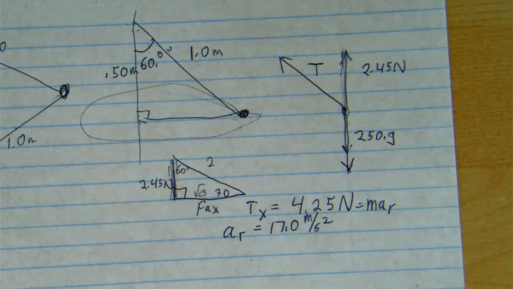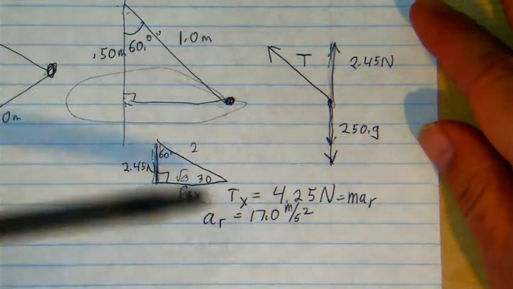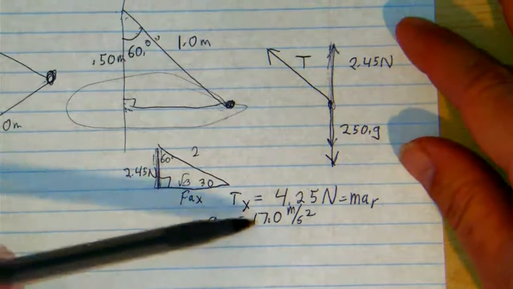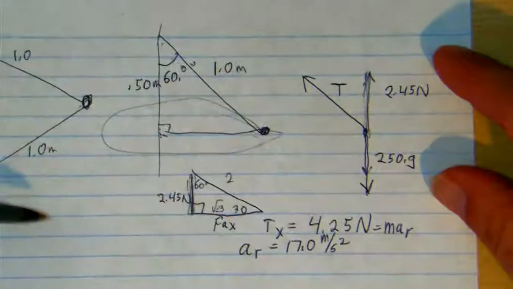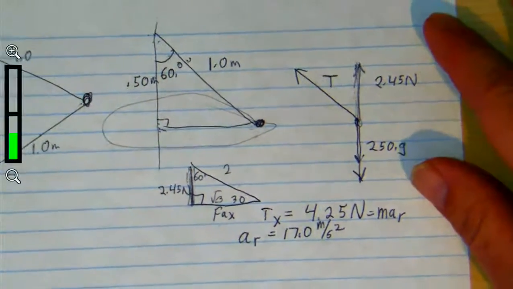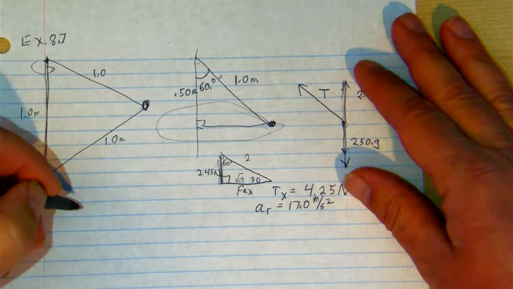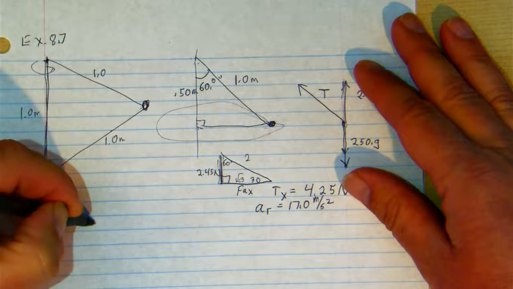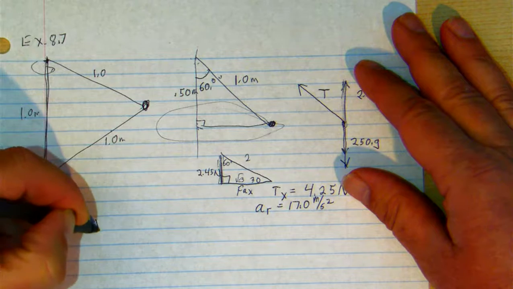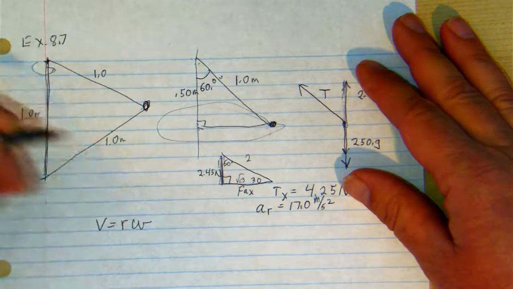We have our 3 minute. All right, 3 minutes have gone by, and it's time to just finish up this problem. The radial acceleration that satisfies these conditions is a value of 17.0 meters per second squared. Now, we can turn that into v equals r omega.